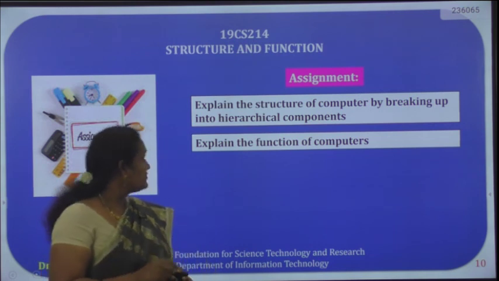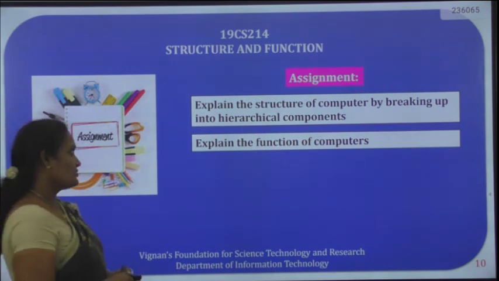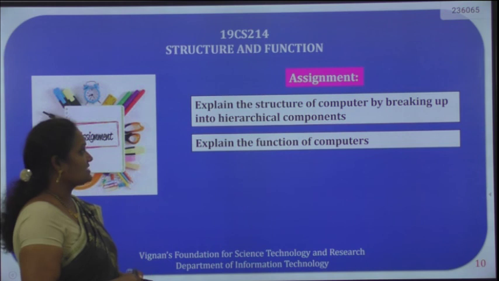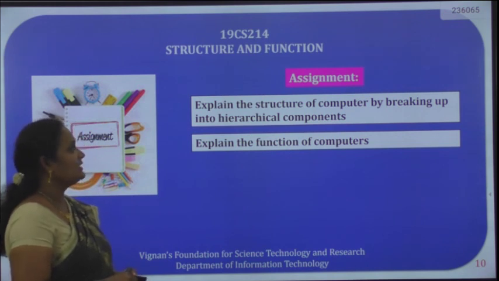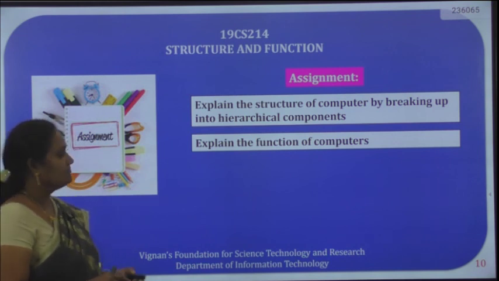To assess yourself, I have given some questions. Please answer these questions. The first question is, explain the structure of computer by breaking it up into hierarchical components. The second question is, explain the function of computers.